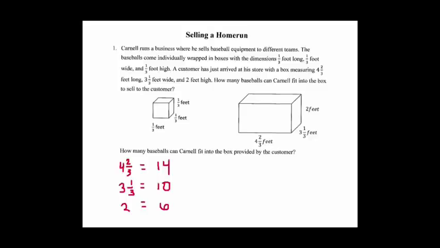So now our new lengths are 14, 10, and 6. So now if you multiply 14 times 10 times 6, you're going to get 840. So your answer is 840 cubes that can go into your box. So the answer is 840 baseballs.